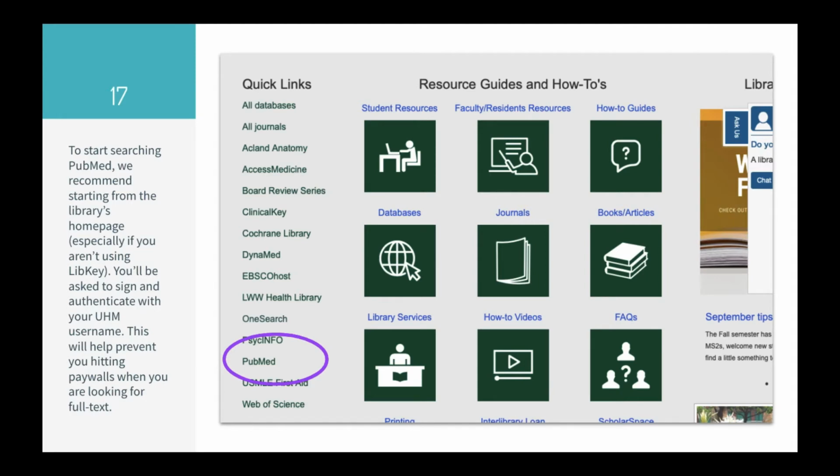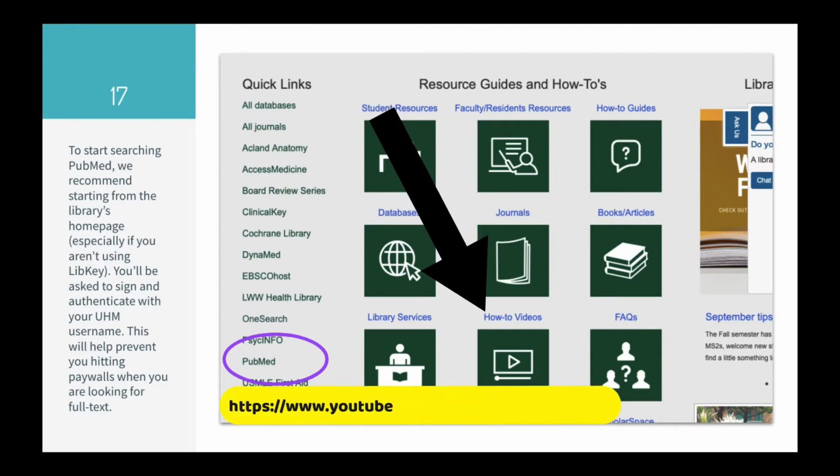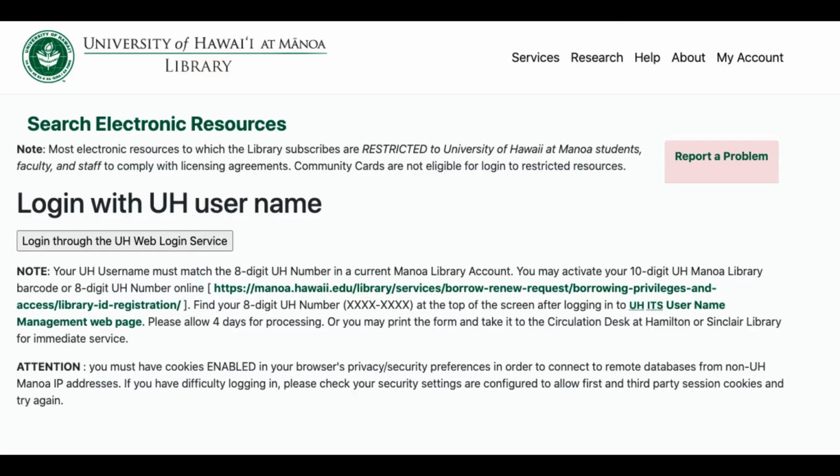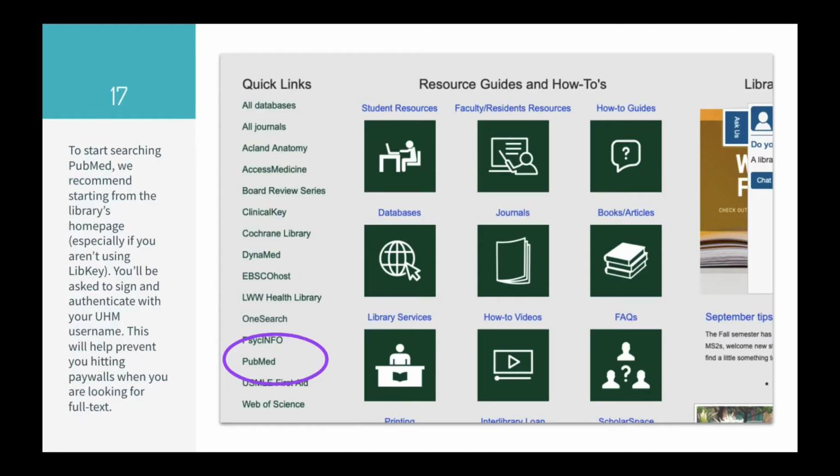To start searching, we recommend starting from the library's homepage, especially if you aren't using LibKey, which there is a video here about if you are interested and haven't installed it yet. You'll be asked to sign in and authenticate with your UH Manoa username, and this will help prevent you from hitting paywalls when you're looking for the full text. So this is our homepage, and the PubMed link is listed under quick links on the left-hand side of our page.